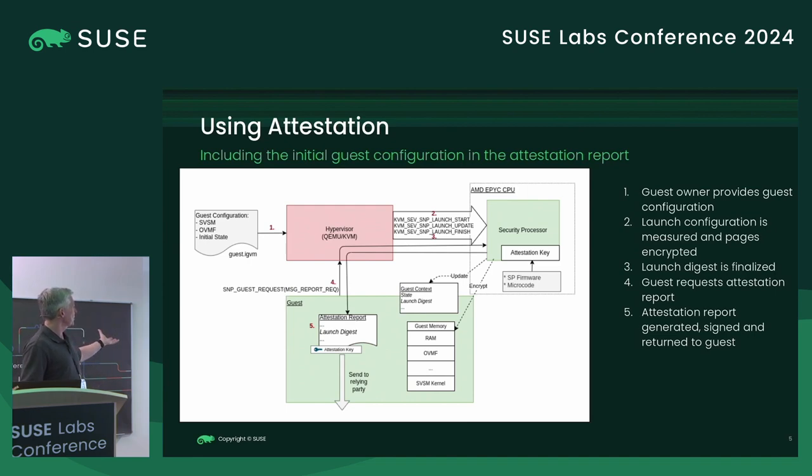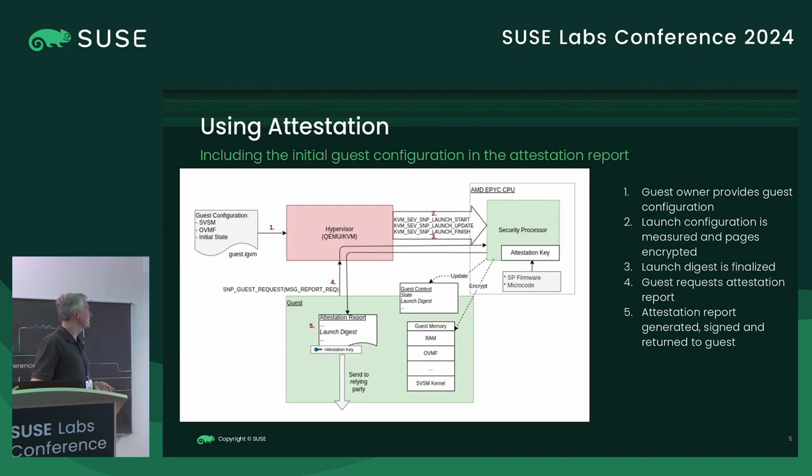So what you do is you start off with a guest configuration, which is generally your firmware, something like OVMF. The example I've got there has got some other things in there as well. And then you pass that as parameters to QEMU along with your disk image, et cetera. And then the hypervisor will then start assembling the guest memory image and context. What happens there is that the hypervisor, QEMU KVM, will tell the security processor that we're creating a new confidential virtual machine. And that has the effect of the security processor generating what's called a guest context.